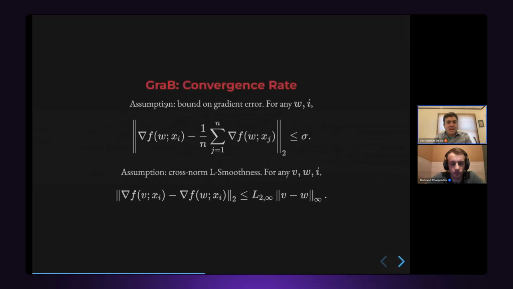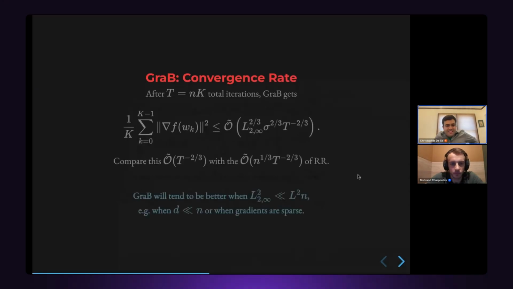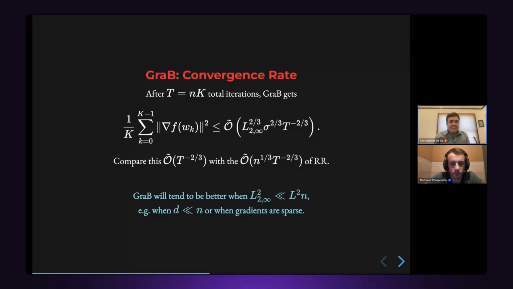And what's nice is that under somewhat standard assumptions, the only assumption that's a little bit suspicious is this cross norm L smoothness term that needs to relate the L2 norm to the L infinity norm. You get this better convergence rate that says that you scale as big O tilde of t to the minus 2/3 times problem parameters, which is better than random reshuffling because it drops this n to the 1/3 term that you had in the theoretical bound of random reshuffling.